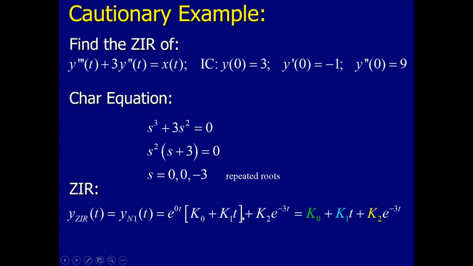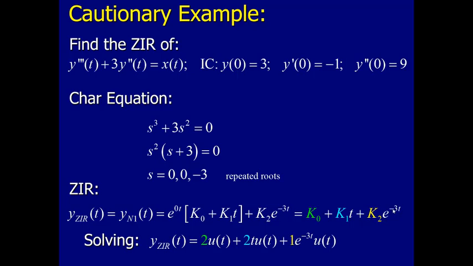And e to the 0 we know is 1, so this zero input response is a constant plus another constant times t plus a constant times e to the minus 3t. This is again just following our methodology for handling repeated roots. And if we were to solve this for these particular initial conditions, we would find that the zero input response from some leftover inputs that generated these initial conditions would be 2 times u of t plus 2t u of t plus 1 e to the minus 3t u of t.